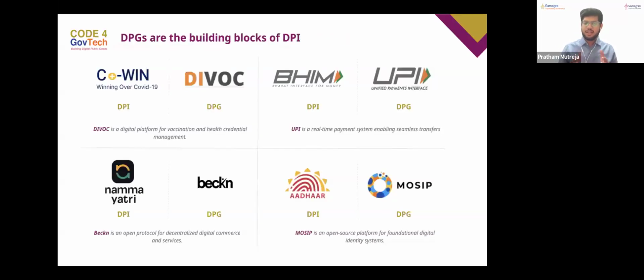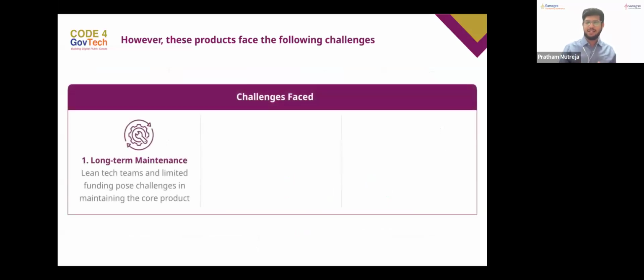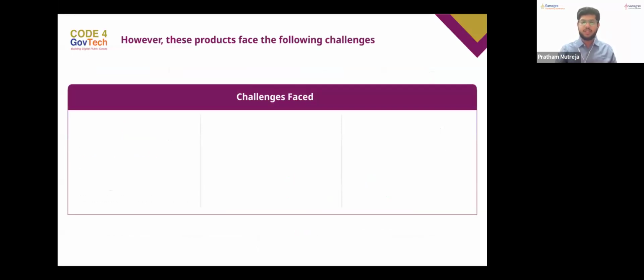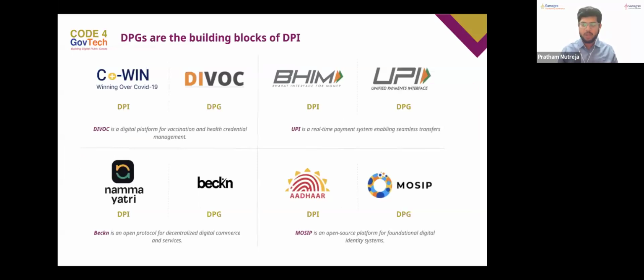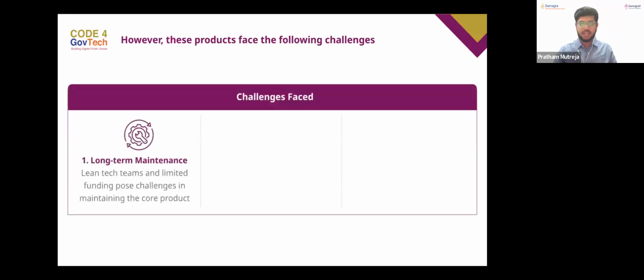But before that, there are certain problems that these pieces of tech face. So, what are those problems? The first problem is long-term maintenance. These pieces of tech are usually funded by the government or philanthropically. Therefore, they face sustainability and long-term maintenance challenges. And the products I am talking about are supported by very lean tech teams. Not very big tech teams, not very lavish tech teams, very lean and humble. So long-term maintenance is definitely one challenge.